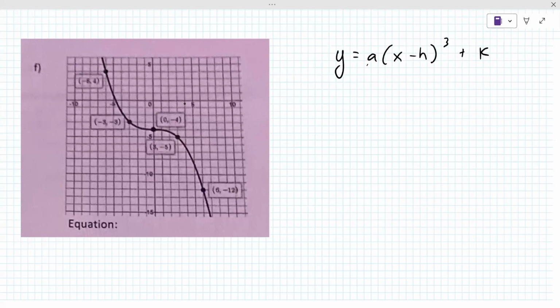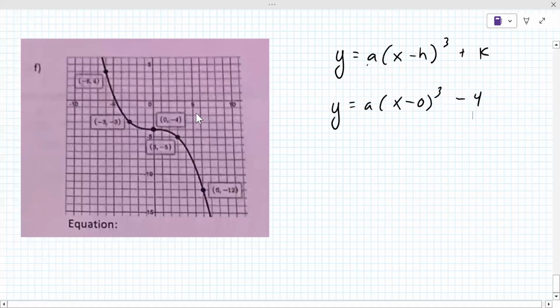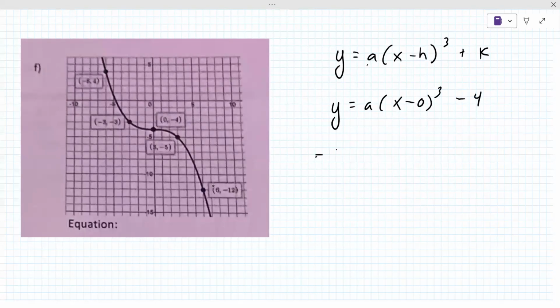You can see off the bat the k would be -4. You can see that h is 0, and then you can use x and y. I'd go with 6 and -12, even though they're bigger. Actually, no, 3 and -5 would make more sense. I didn't see that they're both whole numbers. So -5 equals a times (3 minus 0) cubed minus 4.